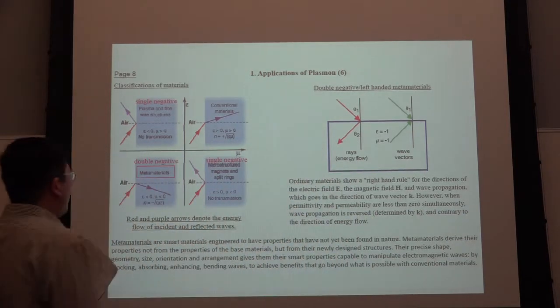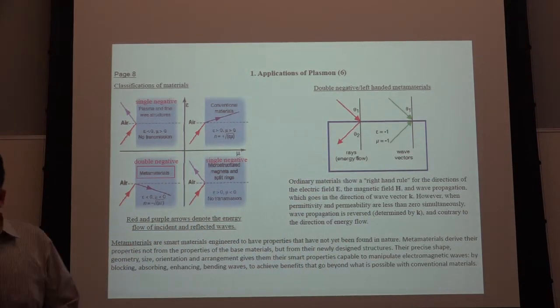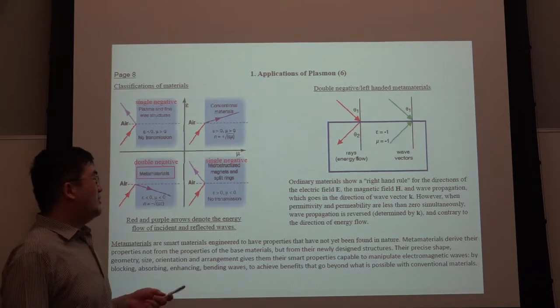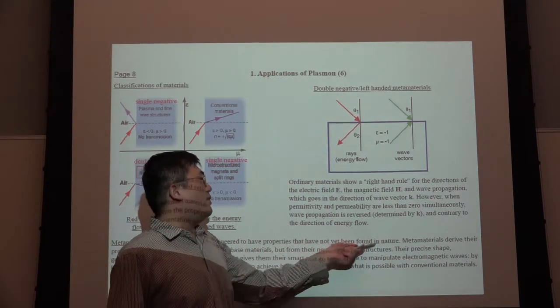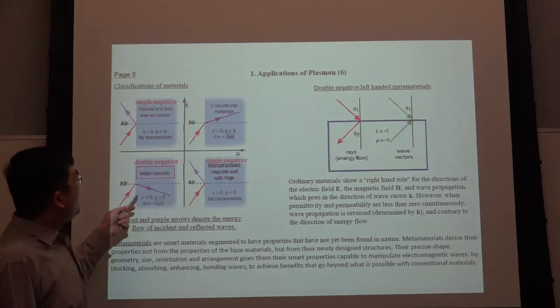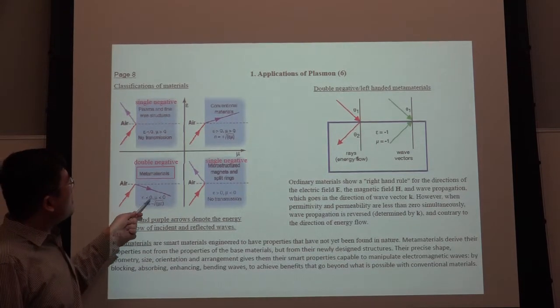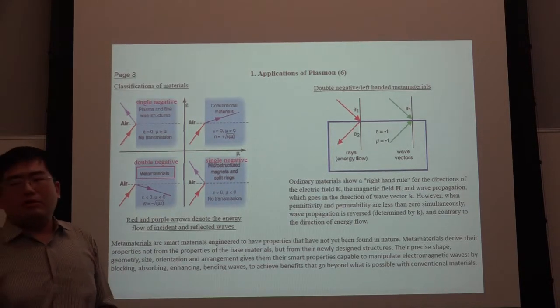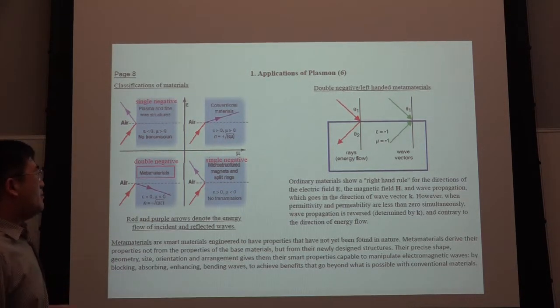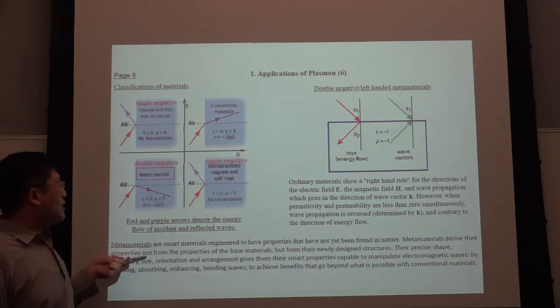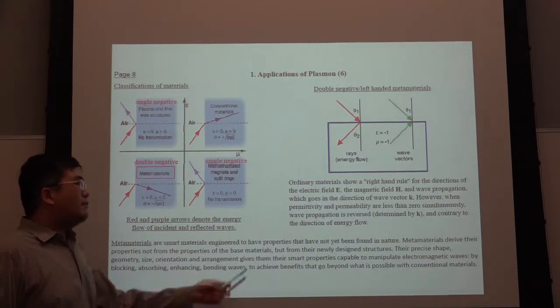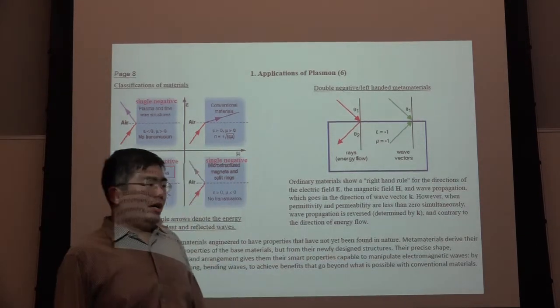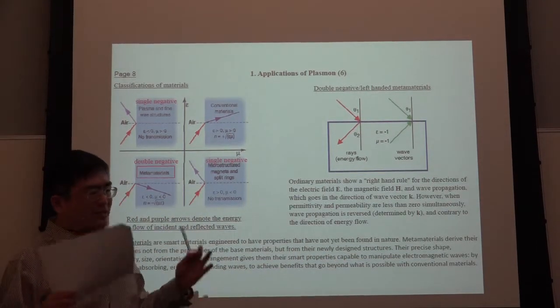So what's the definition of metamaterial? I copied this from Wiki. I think this is the definition to go with. A metamaterial is a smart material that has a property that cannot yet be found in nature. That means you cannot find a bulk material that has epsilon smaller than 0 and mu smaller than 0 simultaneously. Metamaterials get their property not from the material, but from the design structure. This is important. It's a very special designed structure.